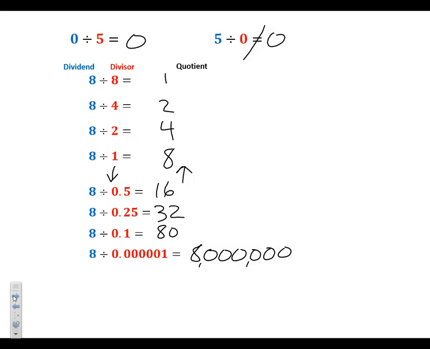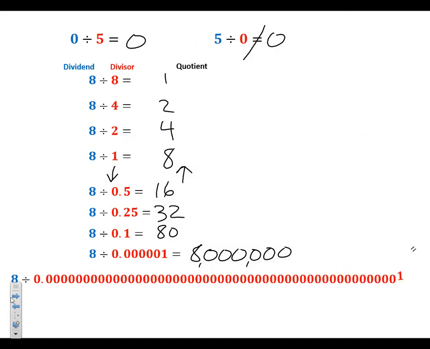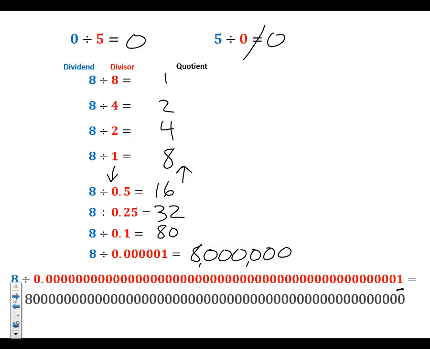We still haven't reached 0 yet. Okay, so we haven't reached 0 yet, and we've divided this 8 by this decimal, and we're up to 8 million. Alrighty, well, what if we go to this number, 8 divided by that? I'm not even going to attempt to say what that is. But are we at 0 yet? No. I mean, we are microscopically close to 0, but we've got this 1 down here, and we're not at 0 yet. And the answer to that one actually looks like this.